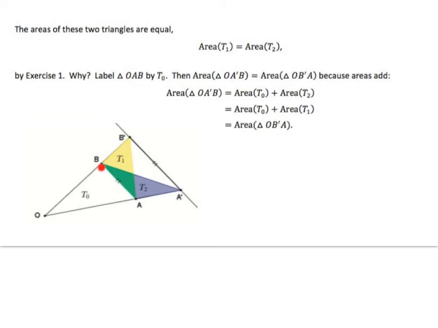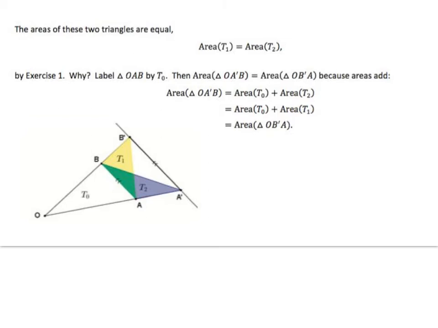It shares the base, right? And these lines are parallel. We just proved a little while ago that these lines are parallel, so the altitudes are the same. I don't know if I'm going to be able to draw that one very well. Okay, the altitudes are the same. All right, so let's get that out of there. So we know that the area of those two triangles are the same.